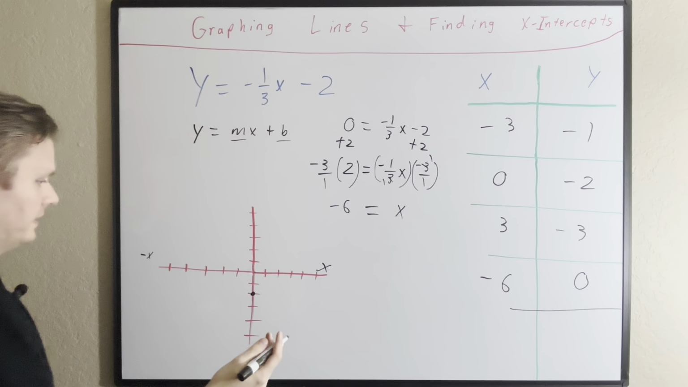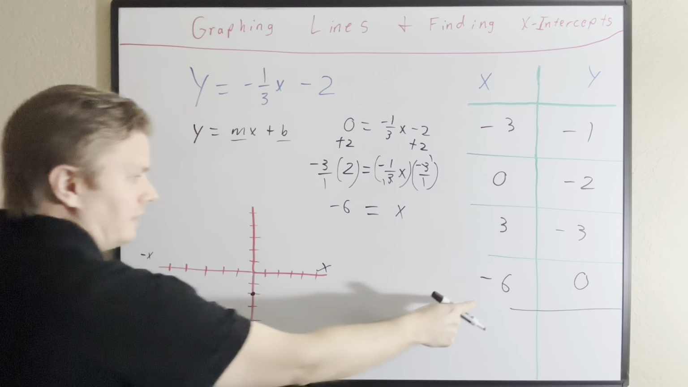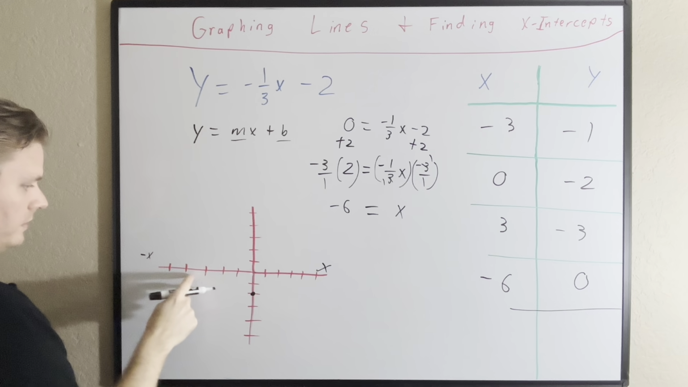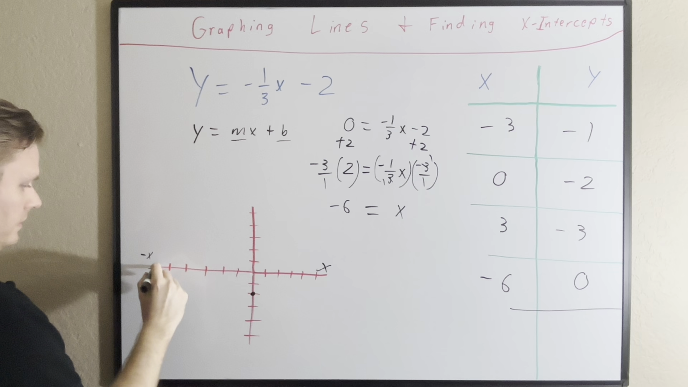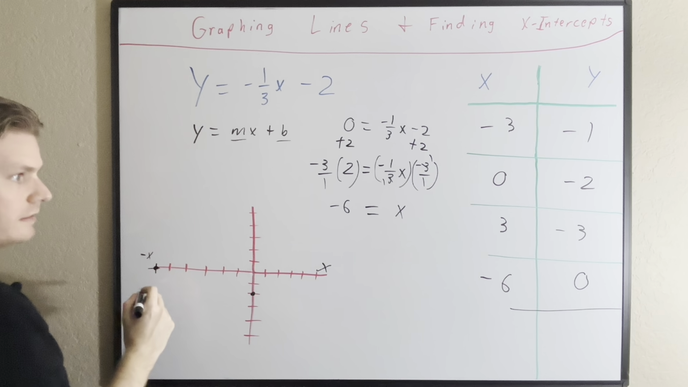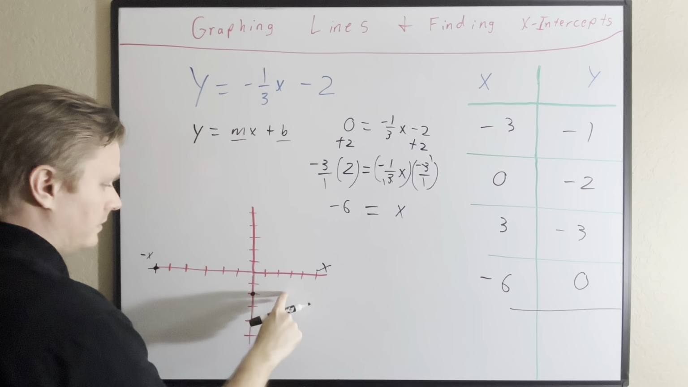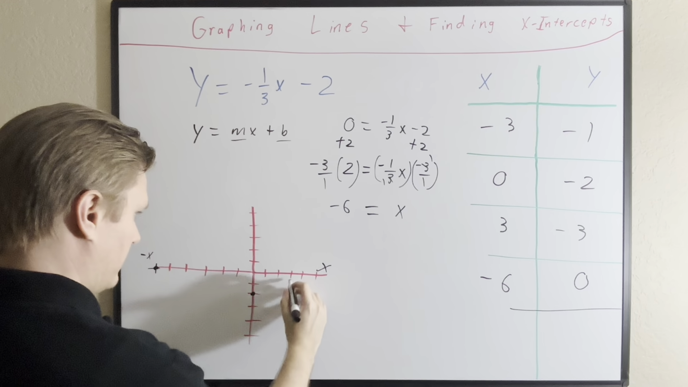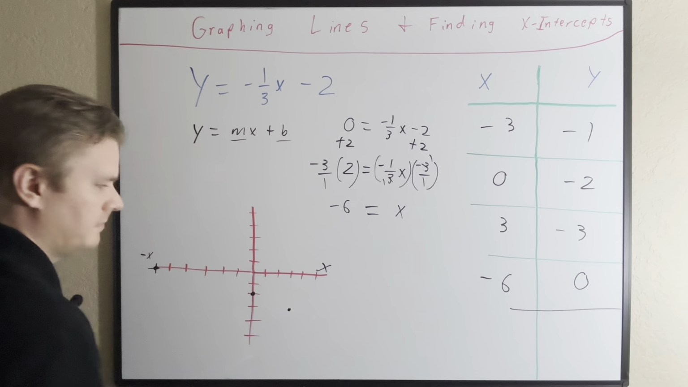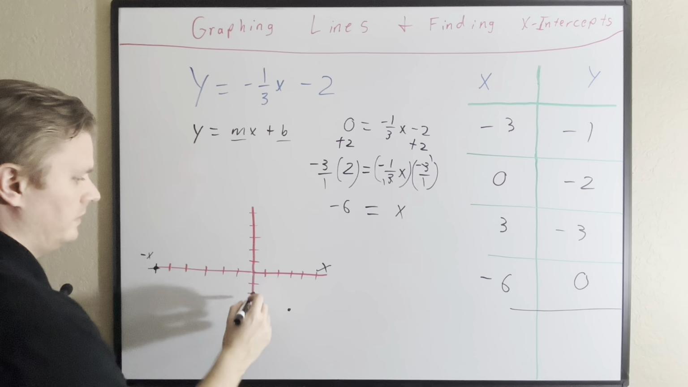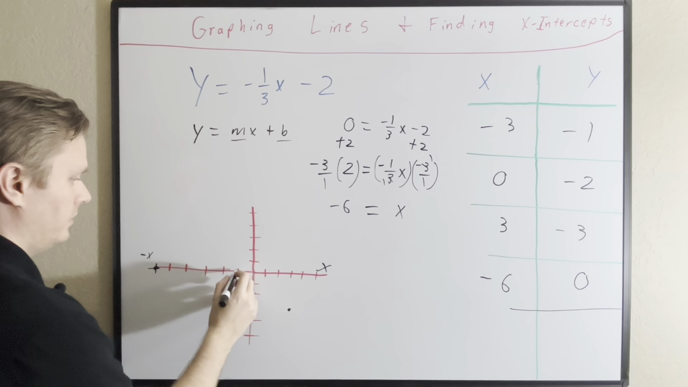All right, so let's graph this. Let's start with the x-intercept. Negative 6. 1, 2, 3, 4, 5. Oh, I didn't go far enough. 6. Negative 6, 0. So right there. 3, negative 3. 1, 2, 3. 1, 2, 3. Okay. 0, negative 2. And negative 3, negative 1.